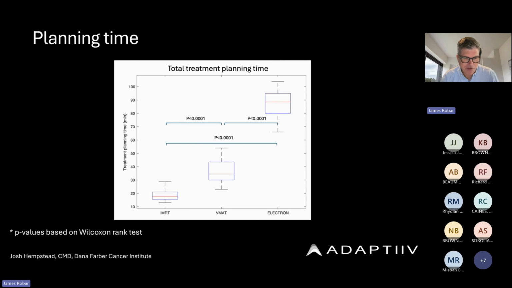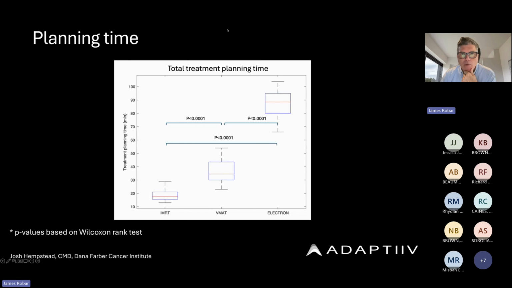Planning time, big difference compared to, as you might imagine, compared to planning electrons manually. Here, IMRT was the quickest, really due to its fast optimization, as you just saw in the demo, also the lowest variability in planning time. And then VMAT was next, and then electron planning. The factor improvement of planning time was a factor of 5.6 for IMRT and 2.6 for VMAT.